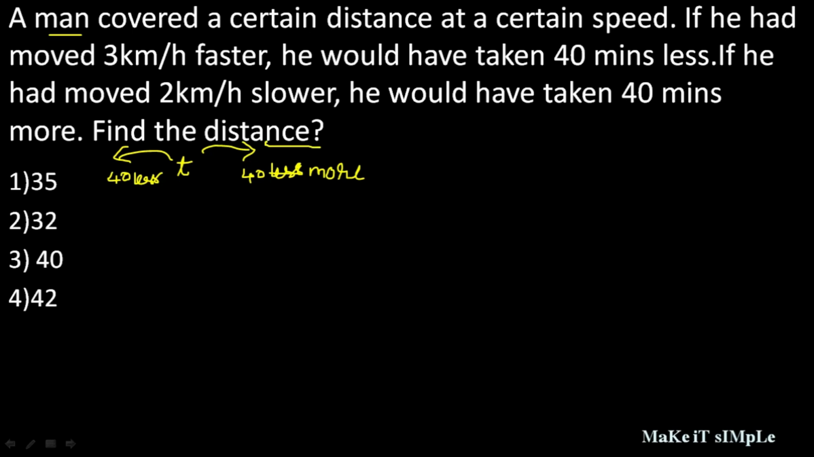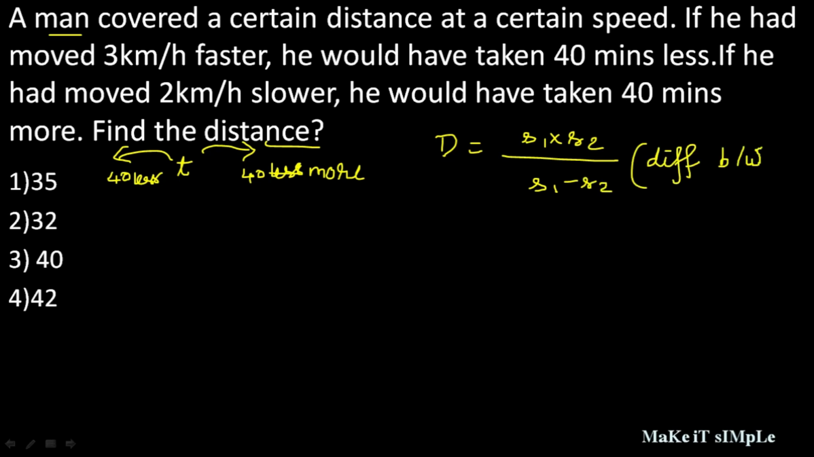So here one thing is clear, that distance remains the same, so we can use our formula. What is the formula? Distance is nothing but S1 into S2 divided by S1 minus S2, and here the difference between the times. Okay, here the twist is that directly they have not given the speed, they have given it as 3 kilometer faster, and next time it is 2 kilometer lesser. Okay, fine. Now, the distance remains the same.